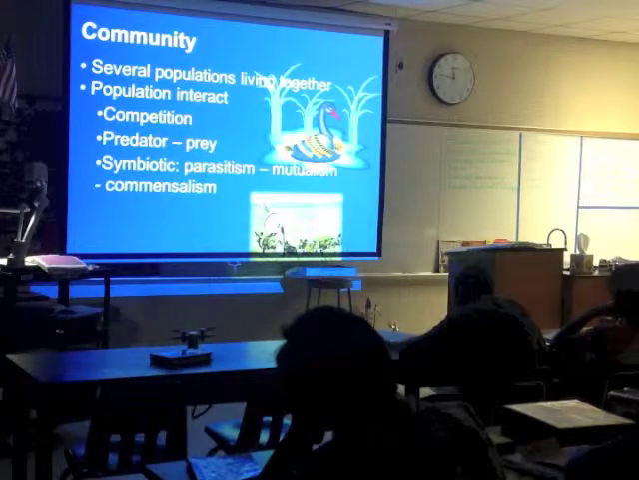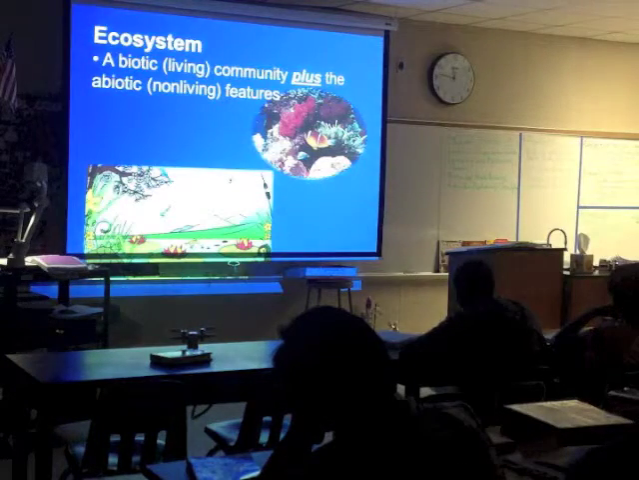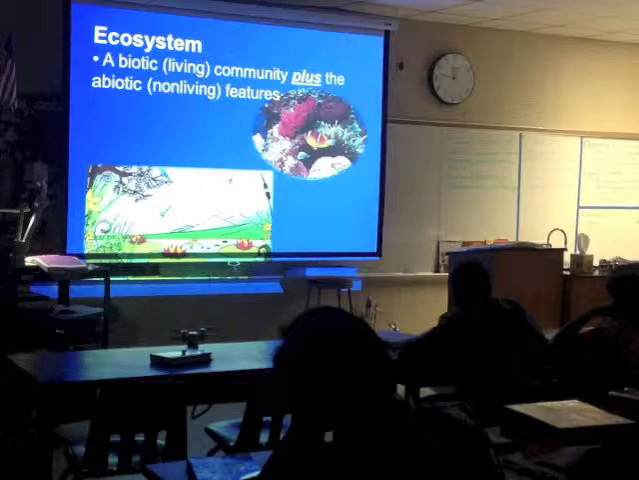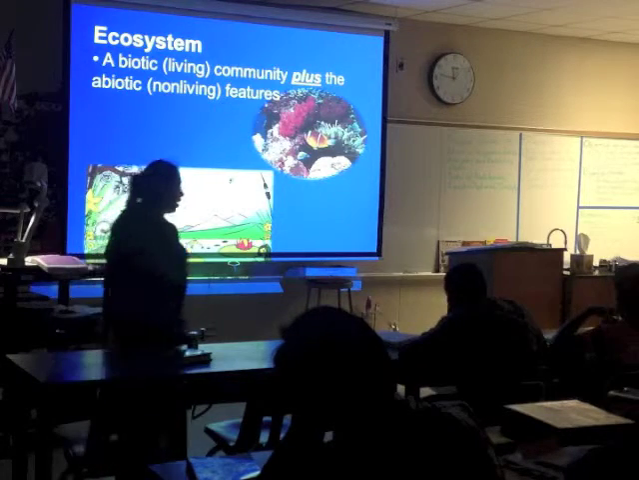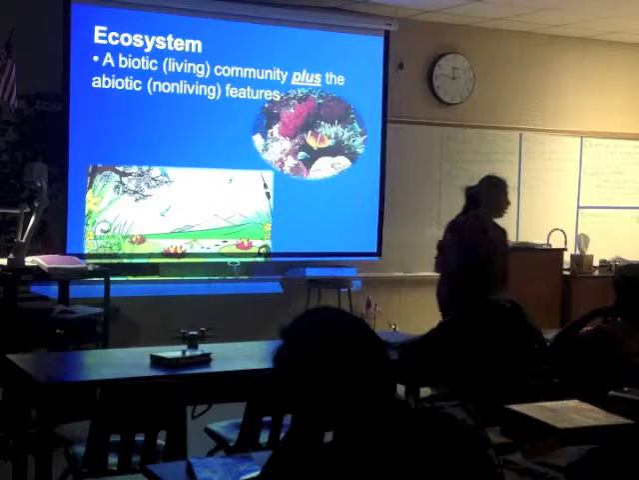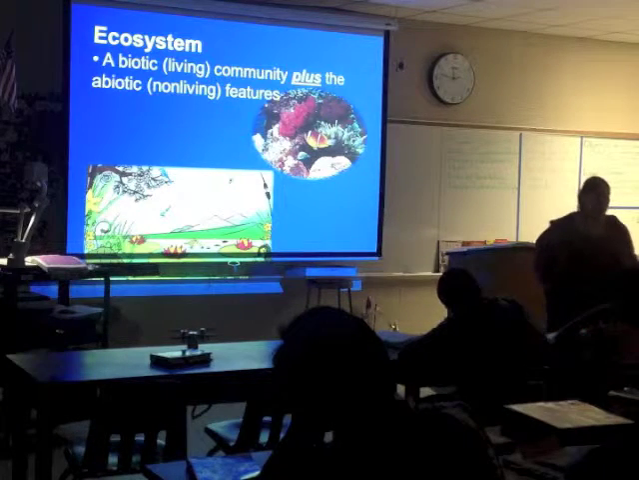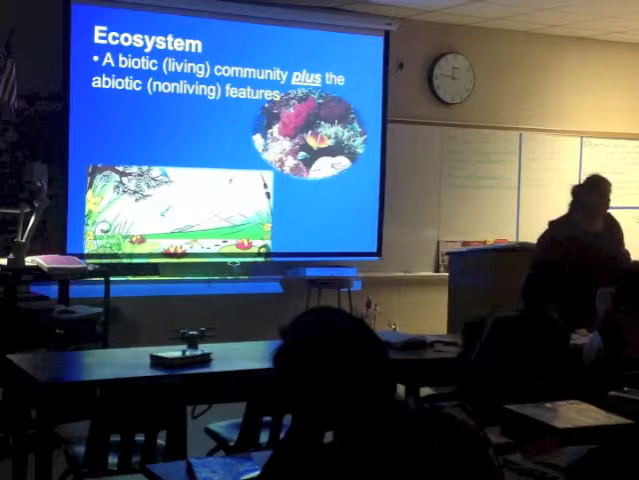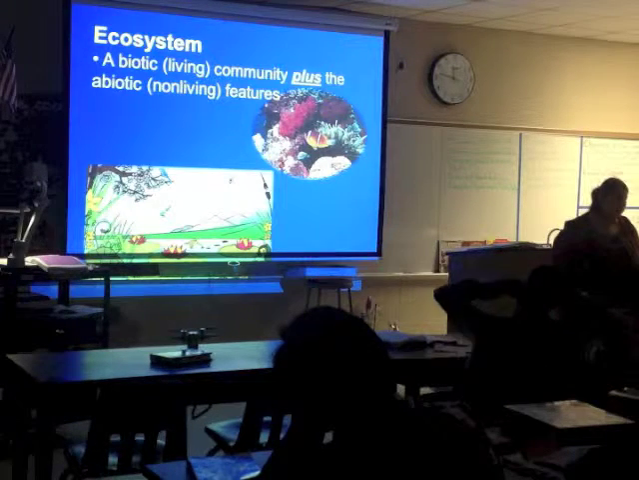Then from a community, you go up to an ecosystem. An ecosystem is all the biotic and abiotic things or organisms within an area. Biotic meaning living, abiotic meaning non-living. Those are two words you need to make sure you know.